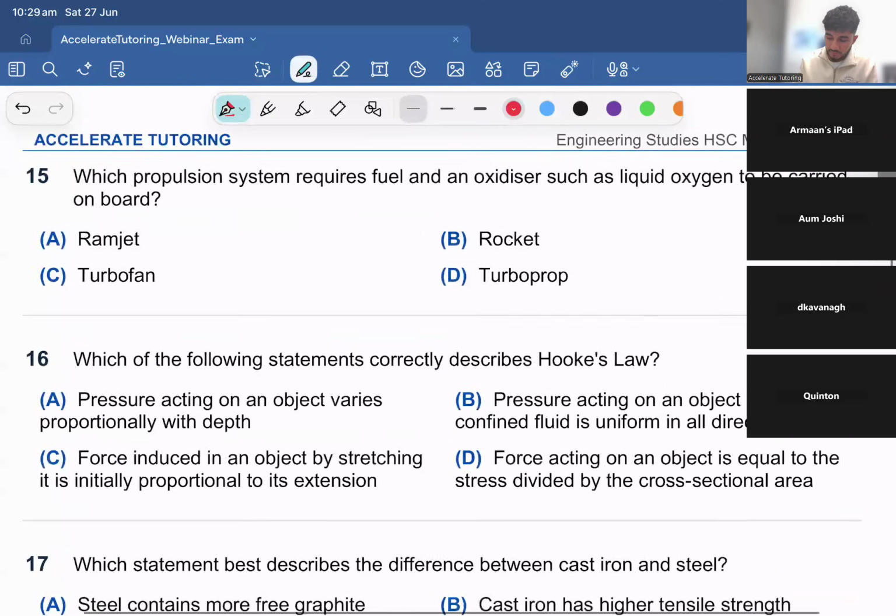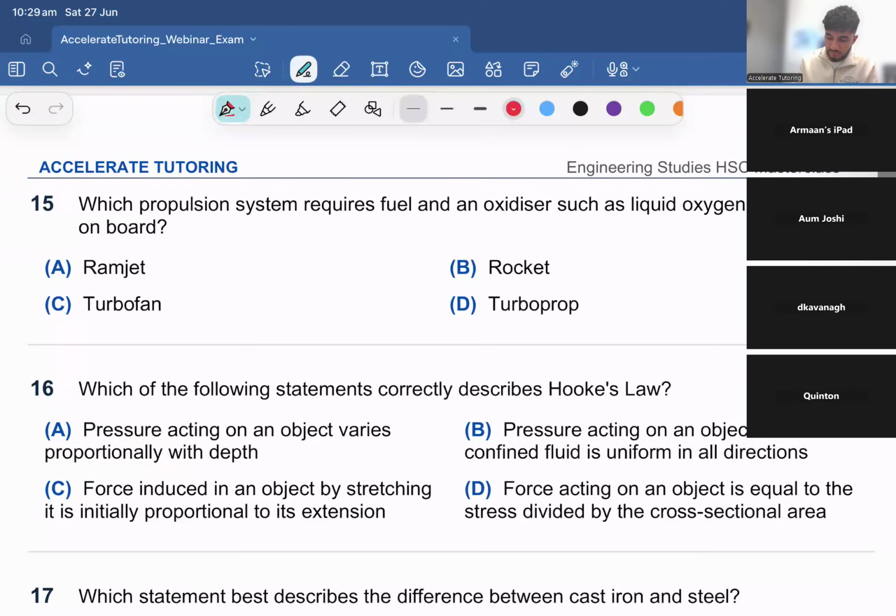Wonderful. Question 15. Which propulsion system requires fuel and an oxidizer, such as liquid oxygen? Yep, a rocket. Excellent. The rest of these just require airflow going in. A rocket is flying in space where there is no oxygen, so we need an oxidizer such as liquid oxygen to be carried on board to actually react with the fuel itself. The rest of them are within Earth's atmosphere, so you don't need an oxygen tank with them.